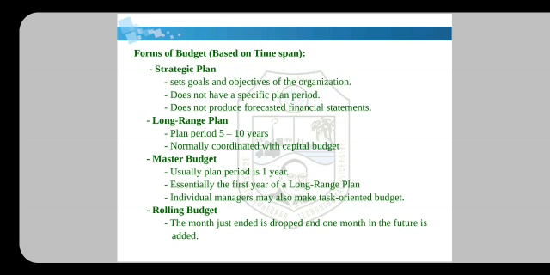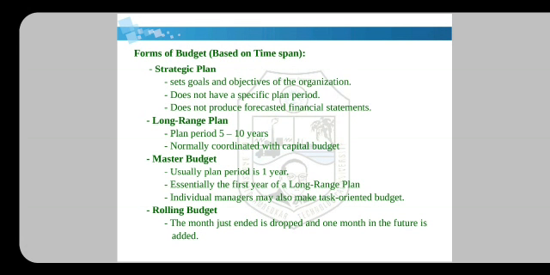Next is master budget. Master budget usually plans for a period of 1 year, essentially the first year of the long range plan. So the first year of the long range plan is known as the master budget. In this case, individual managers may also make task oriented budgets.